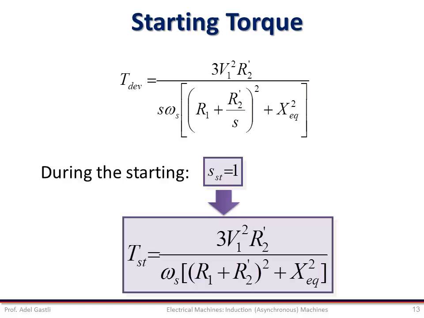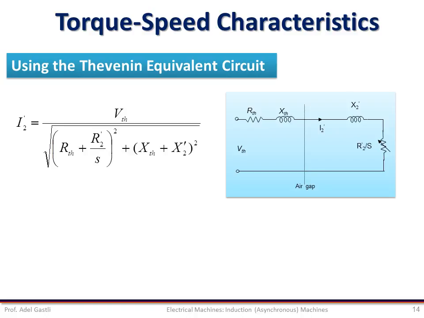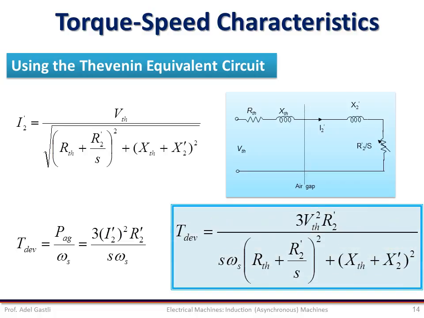So up to now, we have seen how we can determine the torque speed characteristics by calculating the maximum torque and the starting torque using the IEEE recommended equivalent circuit. Next, we are going to see how we can also find the torque speed characteristics of the induction motor using its Thevenin equivalent circuit. According to the Thevenin equivalent circuit, the rotor current is determined by this equation. Now, considering the same equation of the developed torque as a function of the rotor current and replacing the rotor current by its expression given above, we can find the expression of the developed torque as shown by this equation. So this is the general equation of the developed torque based on the parameters of the Thevenin equivalent circuit.